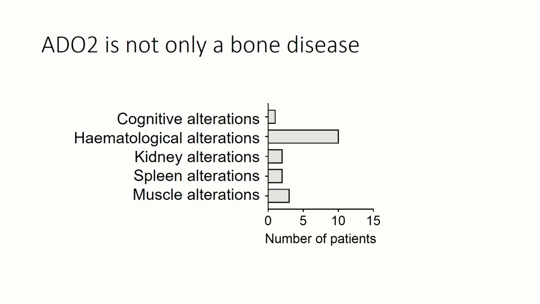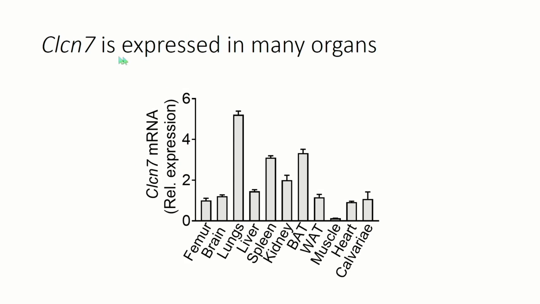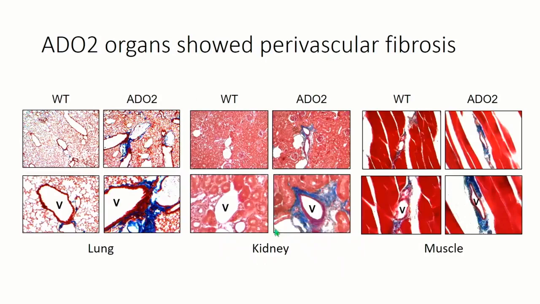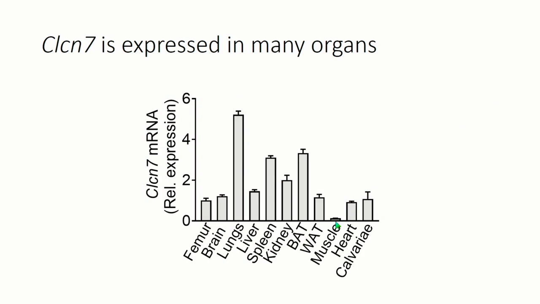So we looked in our animal model for phenotypes other than the bone phenotype. In fact, the CLC7 gene is expressed in many organs, as is shown here. And what we observed very carefully upon the trichrome staining is that in these organs, you see here lung, kidney, and muscle, there is a perivascular fibrosis that is typical in our mouse model. Also in muscle, in which the expression of the gene is very low, as shown here.